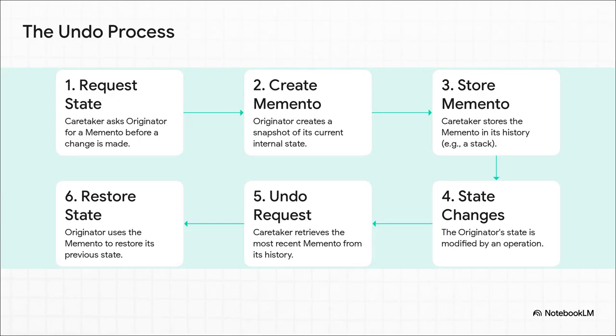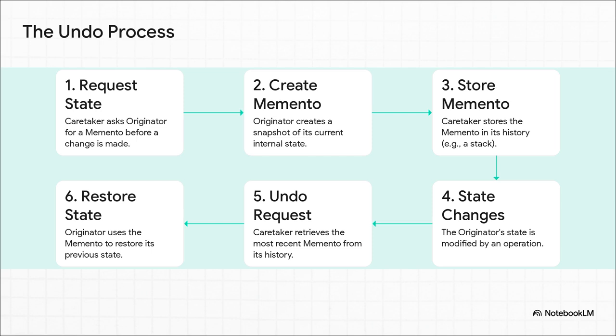So let's walk through the whole undo process step by step. First, right before you're about to make a change, the caretaker asks the originator for a snapshot. The originator then creates a memento of its current state and hands it over. The caretaker takes that memento and stores it away, usually in a history list. Then you go ahead and make your change.